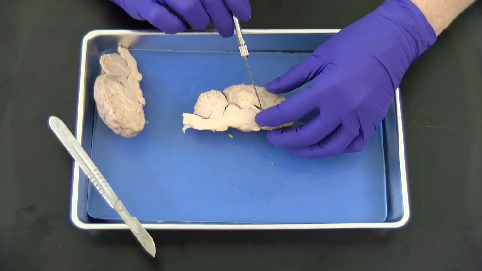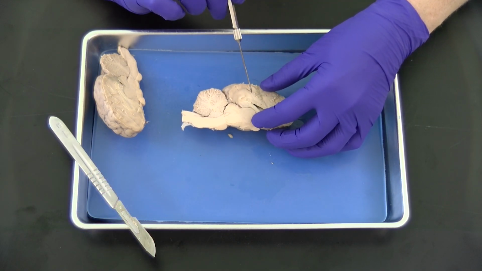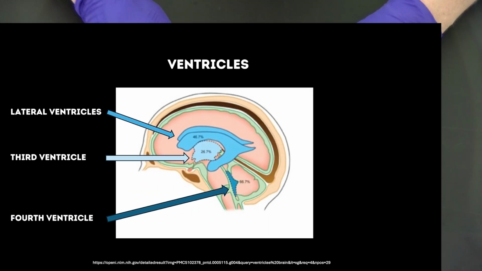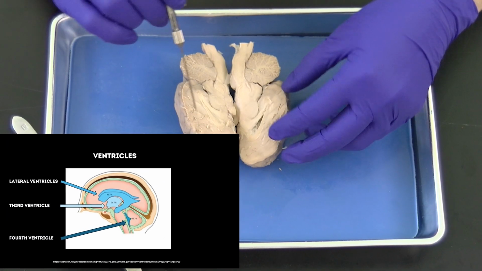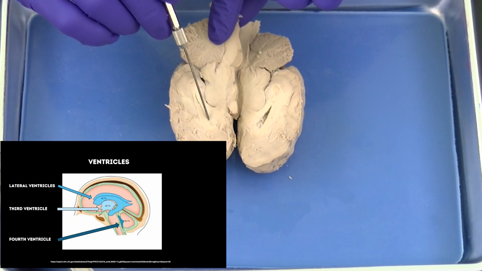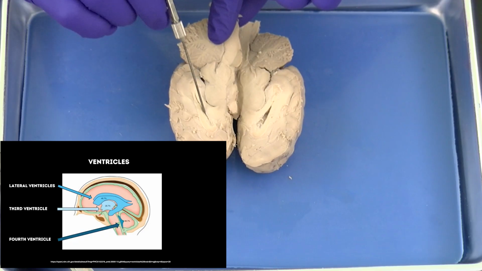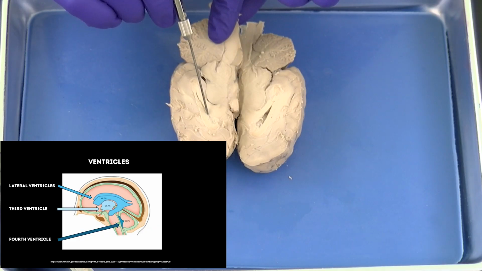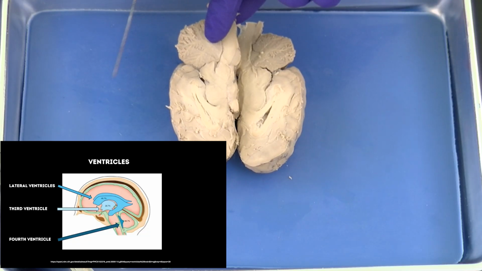We have 4 ventricles in the brain, the 2 lateral ventricles, so there's one here and there's one on this side, where you can see this very thin covering here, which sometimes gets demolished in the dissection process, but this is called the septum pellucidum. So it is this very, very thin covering to the lateral ventricle.